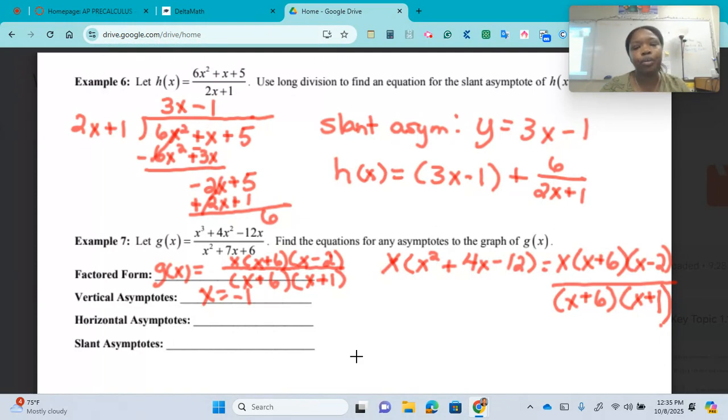What's the degree of the numerator? And what's the degree of the denominator? So do we have a horizontal asymptote? No, we have a what? Slant asymptote, our favorite.